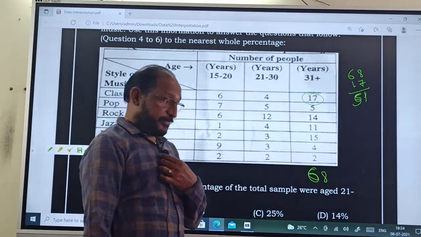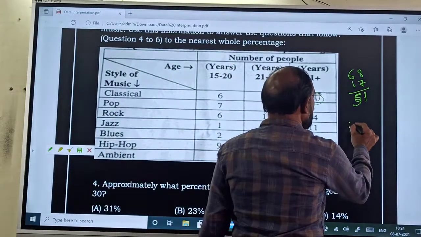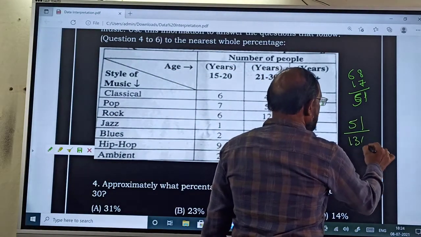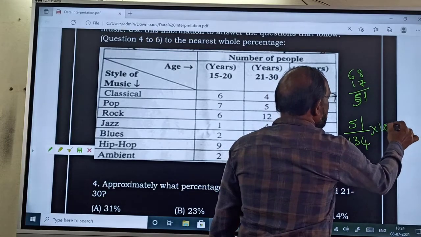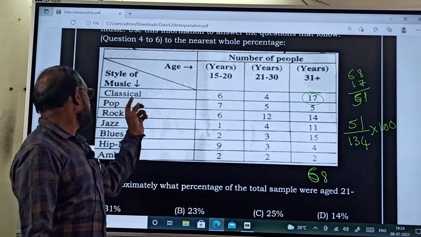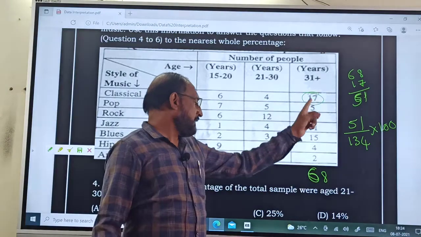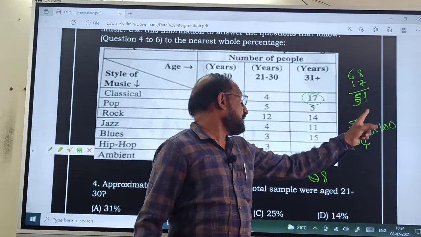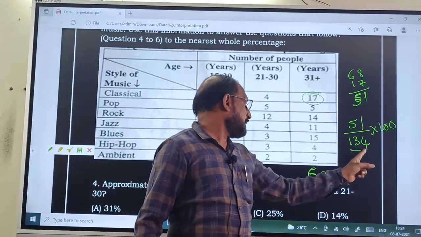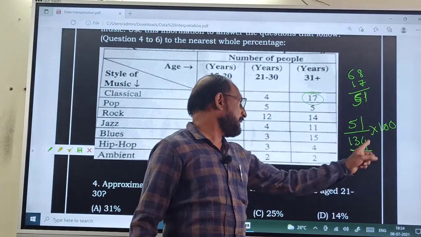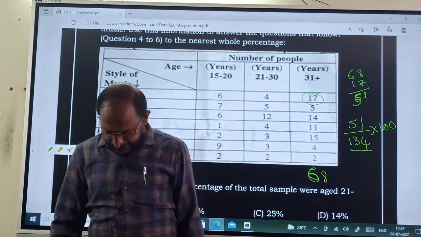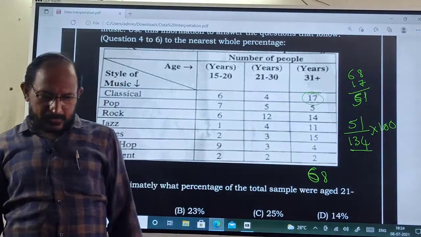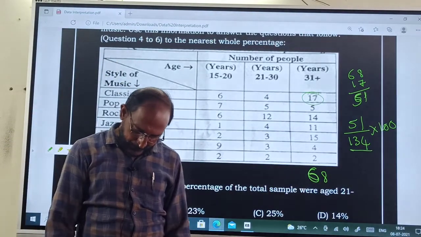Wait, sir, one minute. 51 by 134, 134 into 100. Since it says without classical, from 31 plus, subtract 17 from 68. So 68 minus 17, 51, by total sample which is 134. So 51 by 134 into 100. So it's less than 40%. Less than 40. Yes, sir.